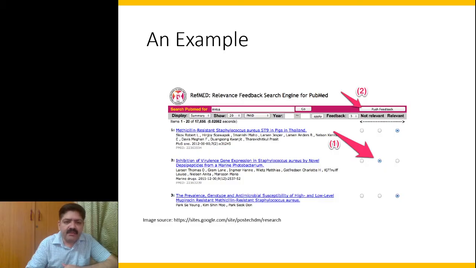Way back, the RefMed system used this kind of query feedback system where, along with the search results, they also gave a graded relevance button where they said that something is relevant, something is not relevant, and something is neutral. So they asked the users to click on these radio buttons so that the system would know whether something is relevant or not, and then could use this information further to reformulate the query.